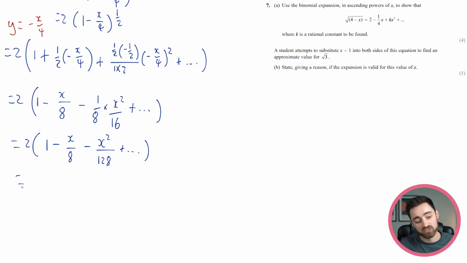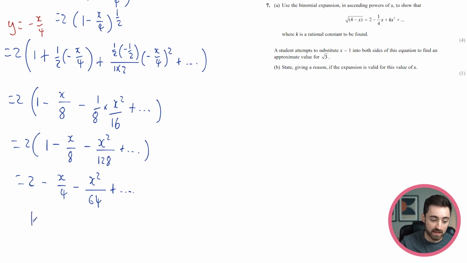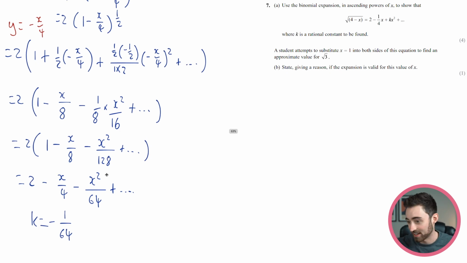Now I can multiply this 2 out. So I'm going to get 2 minus x over 4 minus x squared over 64 plus whatever. So I think that's it for part A. K is a rational constant to be found. So that is going to be this thing here. So K is going to equal minus 1 over 64, I believe. And then the first 2 terms, yeah, are 2 and then minus a quarter x. Cool, so that's a bit of a confirmation that I'm on the right lines here.